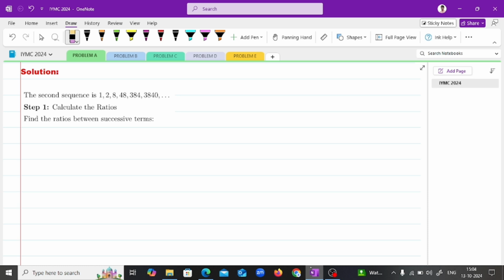The first step, just like before, is to look at how the terms change. But this time, instead of the difference, let's look at the ratio between the consecutive terms. So step 1 is calculate the ratio, that is, find the ratio between the successive terms. The first term of this sequence is 1, the second term is 2, the third term is 8, the fourth term is 48, the fifth term is 384 and the sixth term is 3840.